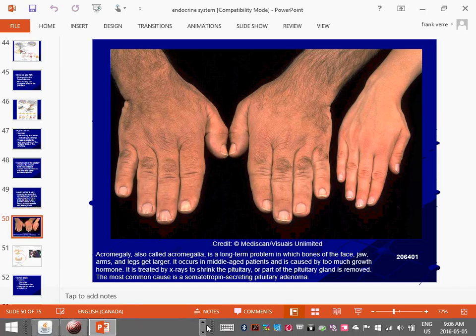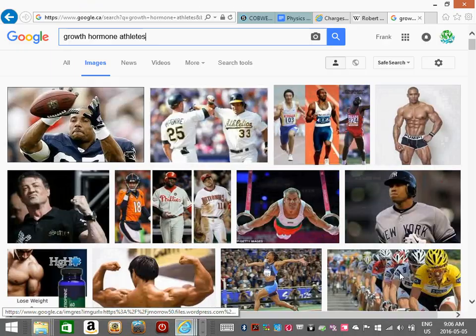And that's important because if you're an athlete and you want to get bigger, one of the things, now hold on, I'm not saying that you should do this, okay? But I'm saying one of the things that athletes will do, and I believe it's banned in most sports, is to take something like human growth hormone. So you can do a search of growth hormone in athletes, and you'll get a whole bunch of images that pop up. Now, I don't know if all these people are taking human growth hormone, and you can't always rely on what Google gives you.